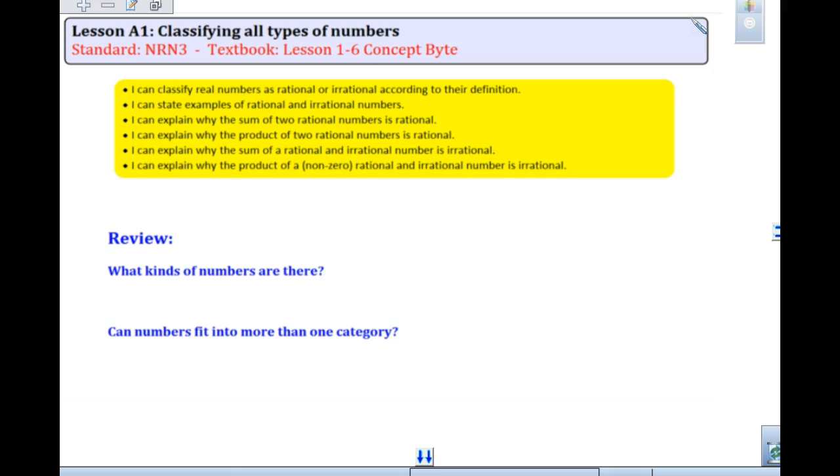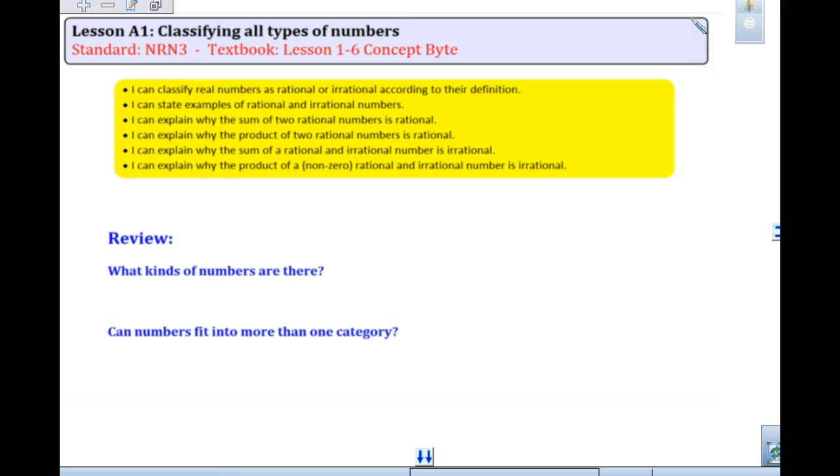I want you to think from last year and write down as many types of numbers. Write down as many different kinds of numbers as you can think of, up on the top, right where it says review. What kind of numbers are there? Okay, write down as many as you can think of.